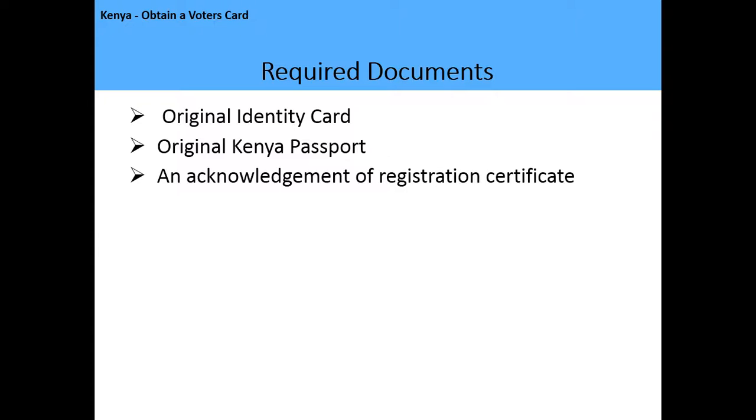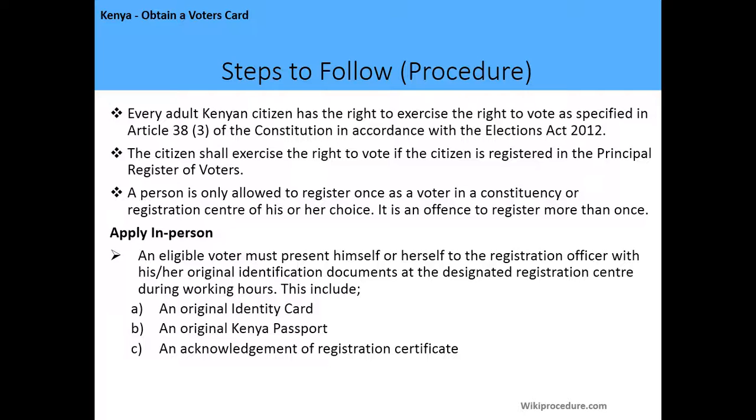The required documents are as follows. You need an original identity card, original Kenyan passport, or an acknowledgement of registration certificate, also known as a waiting card. The procedure is as follows.